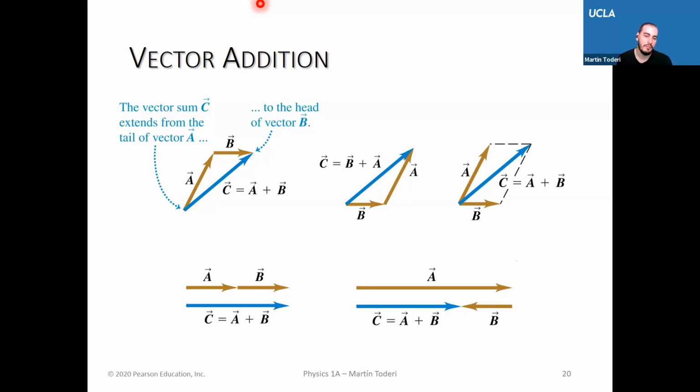So you'll get a parallel vector to them, which is just the addition of the two modules. And of course, we can add two vectors that are opposite, right? So we have A plus B, so we can connect the tail of A with the head of B, and we'll get C.